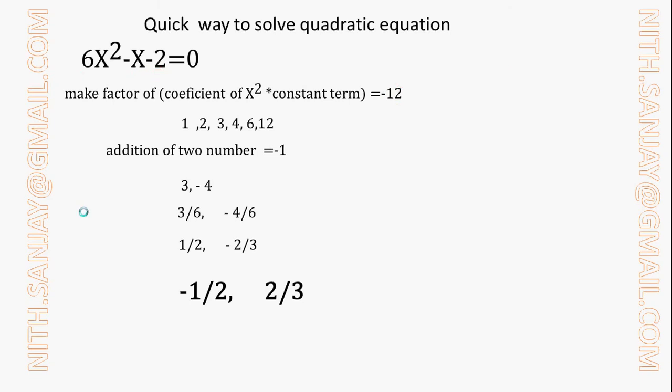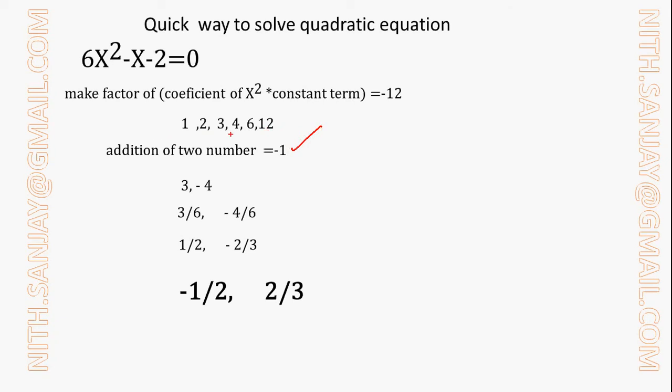Got it? So I will now make the factors of 12. This is -12, no problem. I will only make the factors of positive 12. This is 1, 2, 3, 4, 6 and 12, right? Now what I have to do is choose the two numbers whose addition is -1, because the coefficient of x is -1. Here b is -1. So I have to take two numbers whose addition comes out to be -1, right?